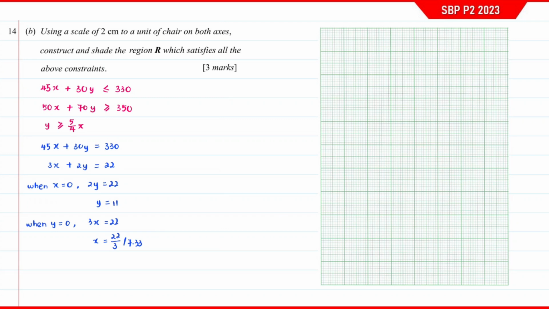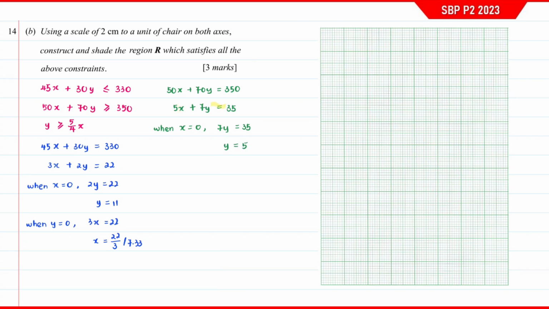For the second inequality, the equation will be 50x plus 70y equal to 350. We can simplify this by dividing every term by 10. Then 5x plus 7y is equal to 35. To find the y-intercept, we're going to substitute the x here with 0. Then 7y is equal to 35. Then y is equal to 5.